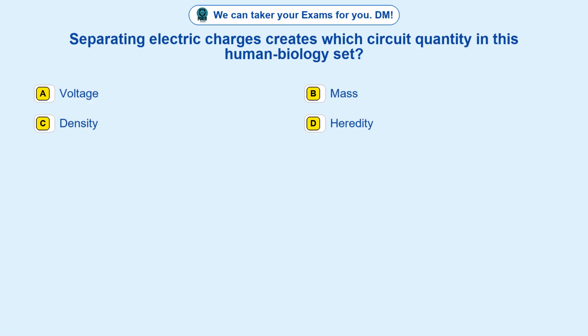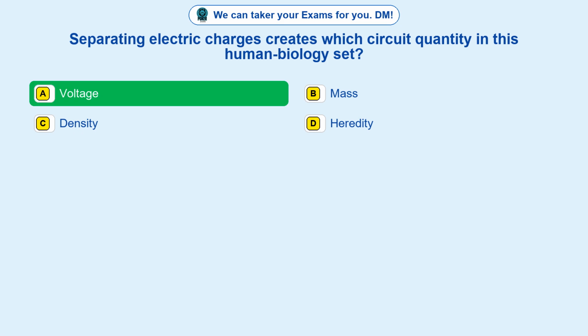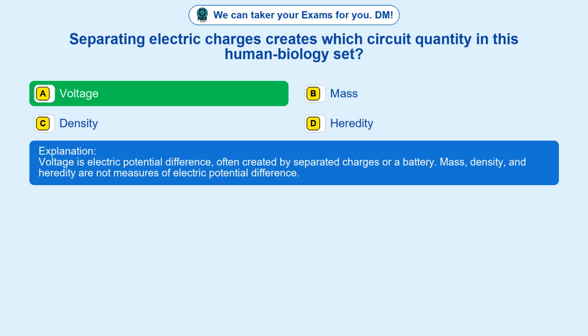Question 70. Separating electric charges creates which circuit quantity in this human biology set? Option A, voltage. Option B, mass. Option C, density. Option D, heredity. The correct answer is option A, voltage. Voltage is electric potential difference, often created by separated charges or a battery. Mass, density, and heredity are not measures of electric potential difference.